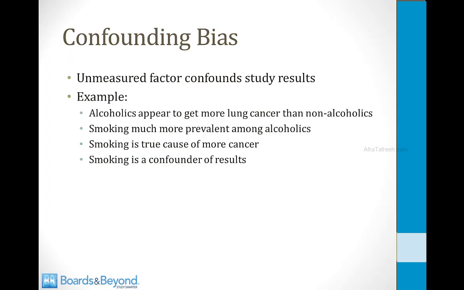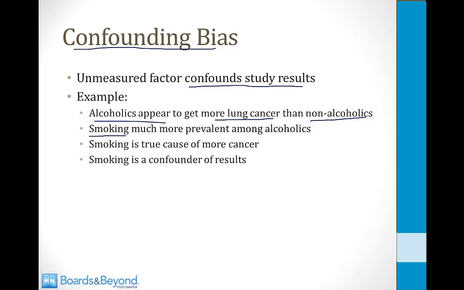Now we're going to talk about a very important and high yield type of bias called confounding. And this is when an unmeasured factor confounds the study results. So let's consider an example. Suppose we study alcoholics and it looks like they get more lung cancer than non-alcoholics. This might make us think that drinking alcohol causes lung cancer.